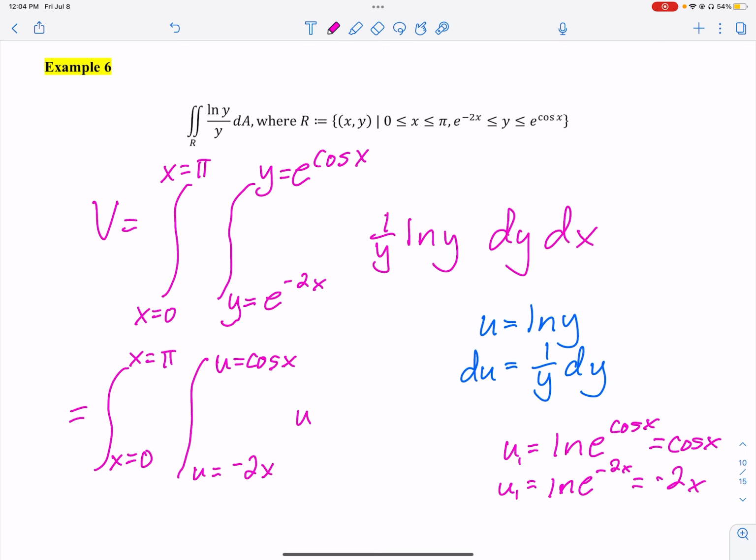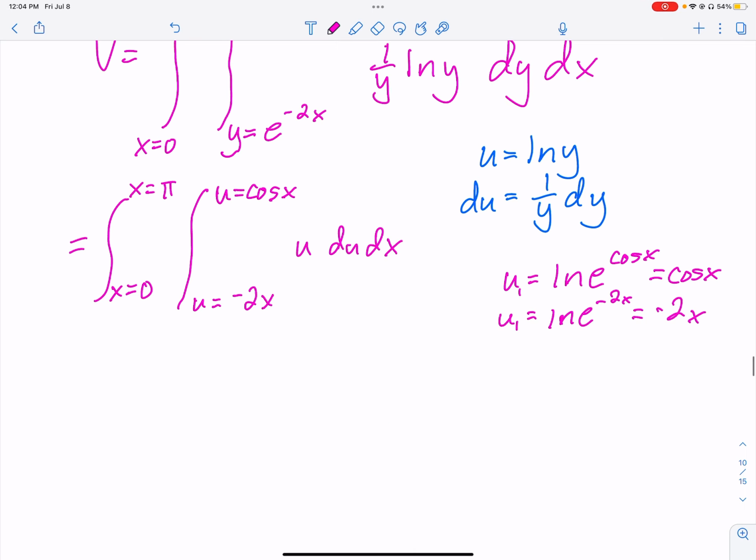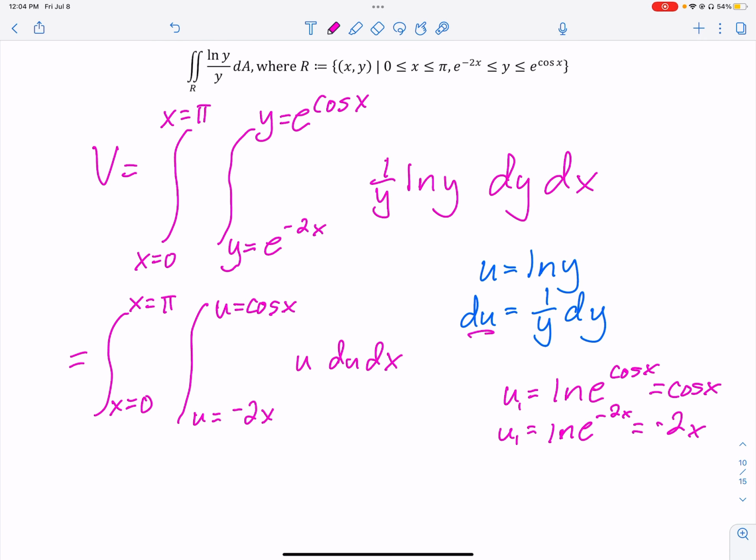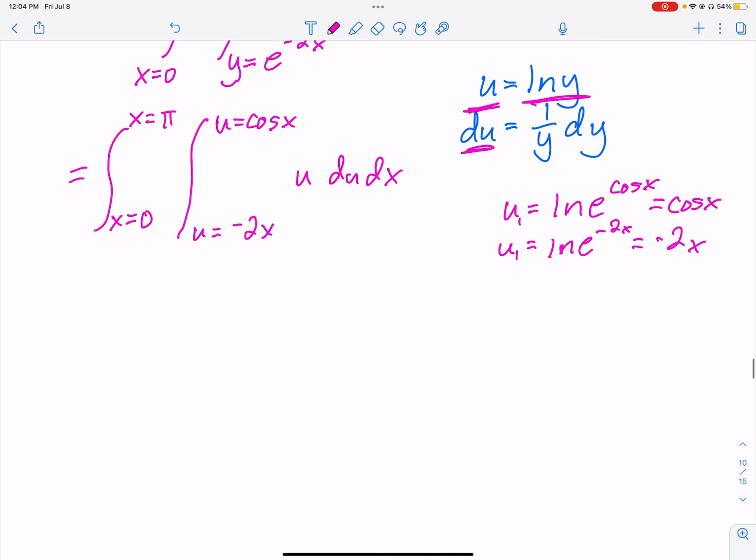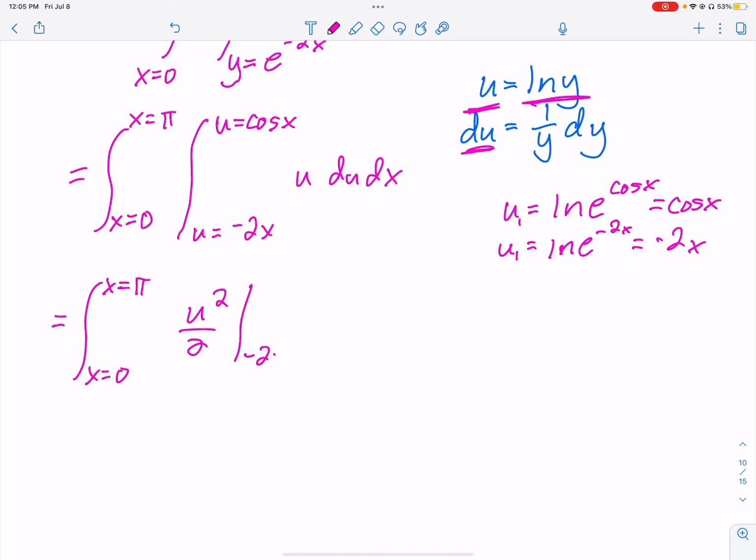Then we just have a u, du, dx. That came from all that u sub. We replaced du with all of this, so that's why this and this are gone. Those two are gone. We also replaced u, ln of y with u, and then we changed our bounds. Right, so this is a nice easy integral. x equals 0, x equals pi. We get u squared over 2 between negative 2x and cosine x, dx.